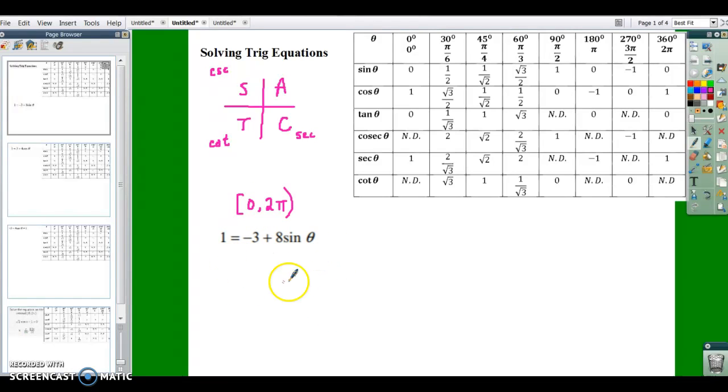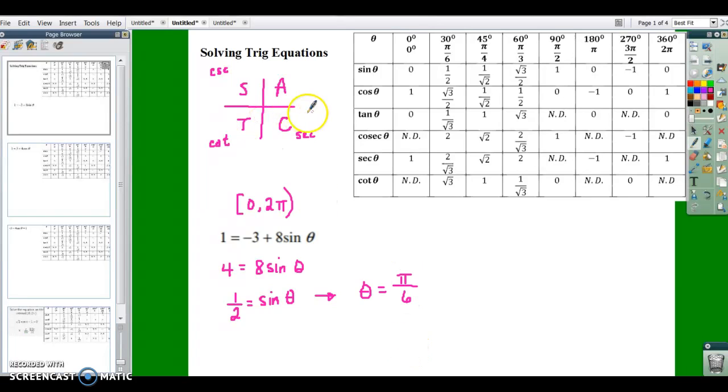I'm going to go ahead and solve this equation for sine of theta. So I'm going to add 3 to both sides. That gives me 4 equals 8 sine theta. Which means if I divide both sides by 8, I get 1/2 is sine theta. And so now I say to myself, okay, so 1/2, where is that? Well, for sine, that's at 30 degrees or pi over 6. Right? So I'm going to say, okay, that must mean then that theta is pi over 6.